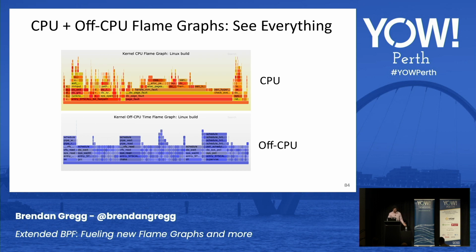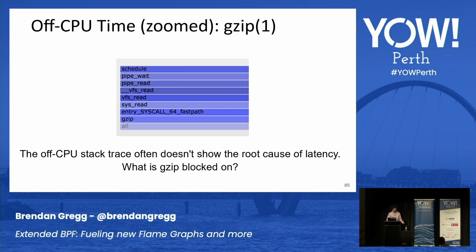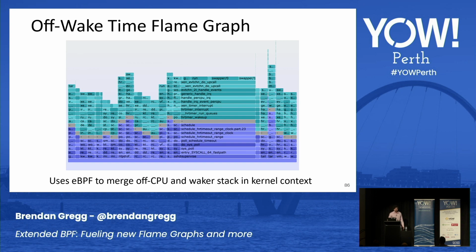They're not widely used yet because there's still a bunch of work to do to get off-CPU flame graphs to work. Just zooming into gzip latency, one piece of work that needs to be done: the off-CPU stack often doesn't show the root cause of the latency. In this example, gzip was waiting on pipe read, was waiting on pipe wait, and then waiting on someone else. So I've been working on off-wake time flame graphs, where you put the waker stack on top of the off-CPU stack so you can see who you were blocked on and who they woke up.